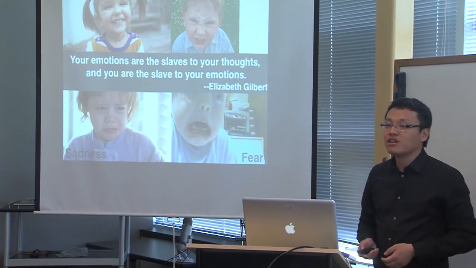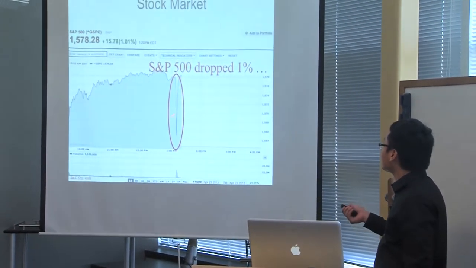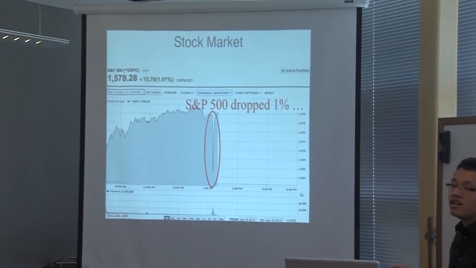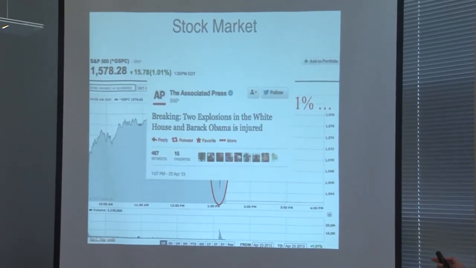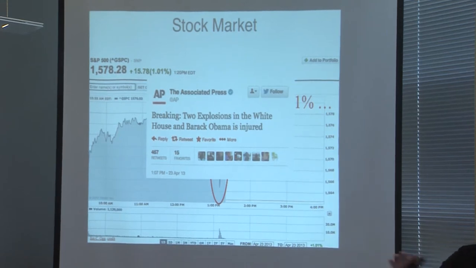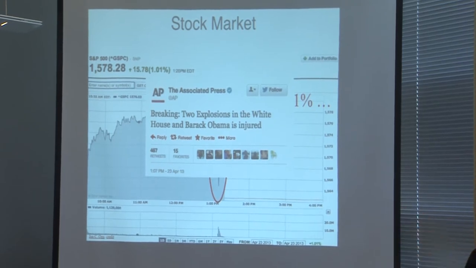So emotions are very important. To give an example, in 2013 there was a stock market crash. The S&P 500 dropped by 1%. On that day, there was a fake tweet saying two explosions in the White House, Barack Obama is injured. Because of this fake tweet from Associated Press, fear spread in the market, and within a couple of minutes it dropped by 1%. So this is a fear emotion. This is for the stock market.